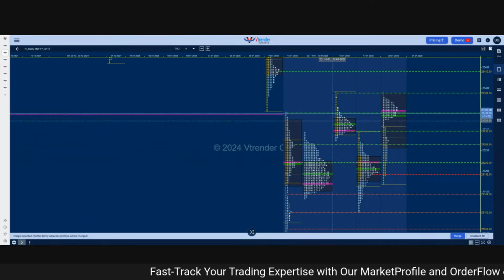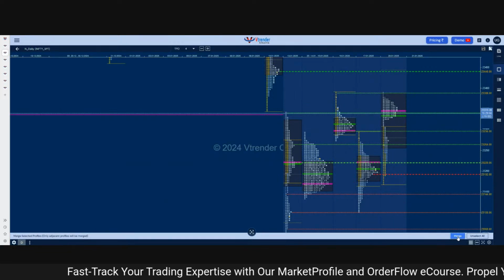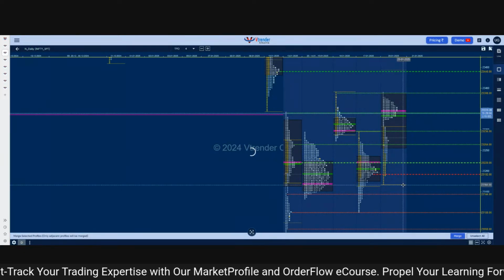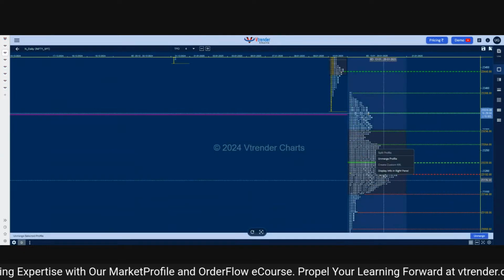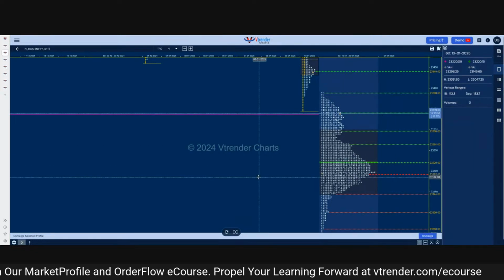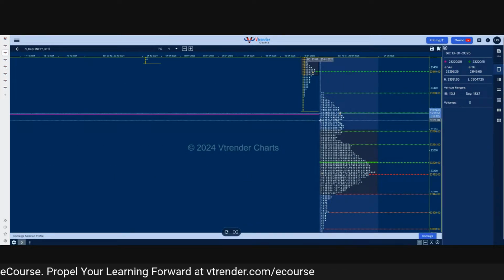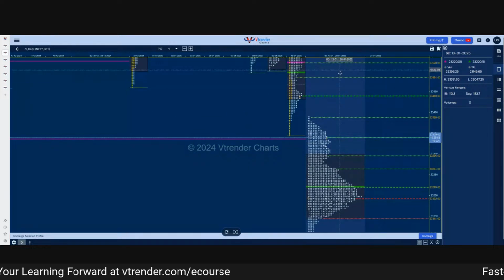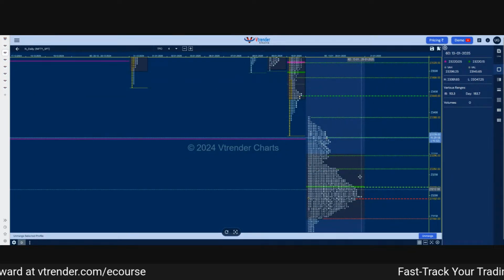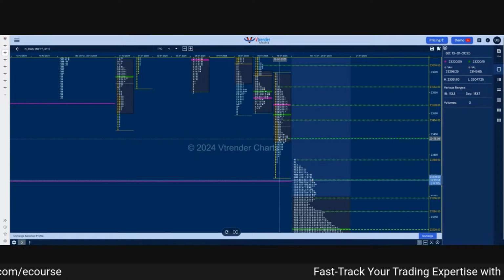So we can in fact even merge these six days and make a composite, which will be our reference for the days going forward. So as long as we are above this 23296, we can expect this move to probe higher. So this will be our upside objective.